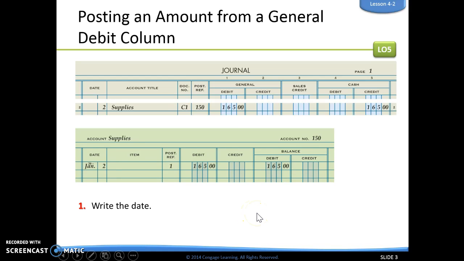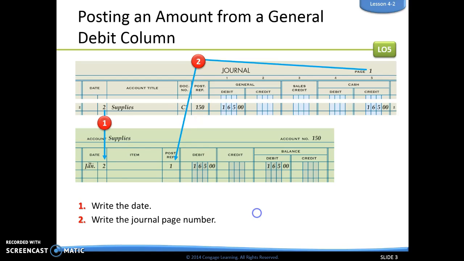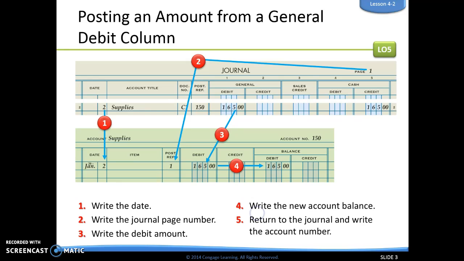When we post, we're going to first write the date. Second, we're going to put the journal page number. Third, we're going to write in the debit amount. And then fourth, we're going to write the new account balance. And one more step. Our fifth step is to return to the journal and write the account number. Okay, so what we're looking at here is our journal where we've recorded the transaction.